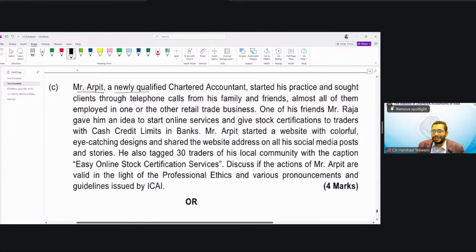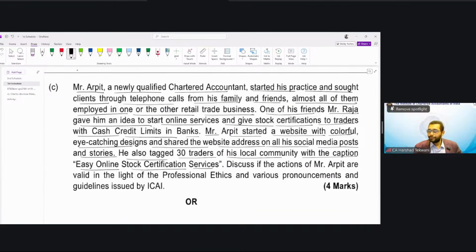One of his friends, Mr. Raja, gave him an idea to start online services and give stock certifications to traders with cash credit limits in the bank. Mr. Arpit started a website with colorful, eye-catchy designs and shared the website address on his social media posts and stories. He also tagged 30 traders of his local community with a caption, "Easy online stock certification services." Discuss if the actions of Mr. Arpit are valid in the light of professional ethics and the various pronouncements and guidelines issued by the ICAI.